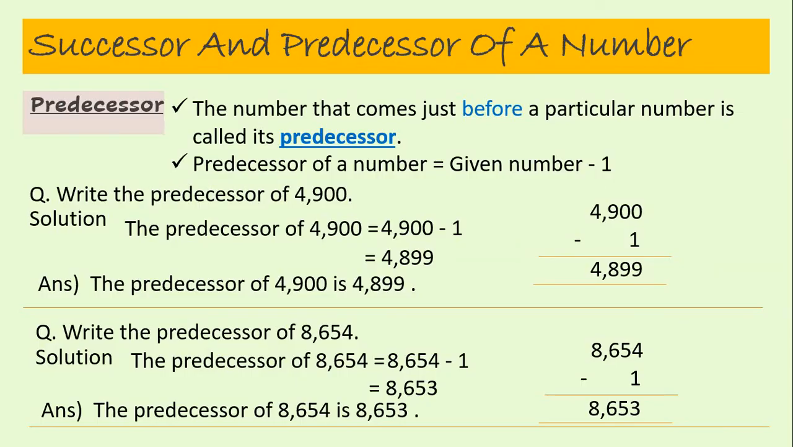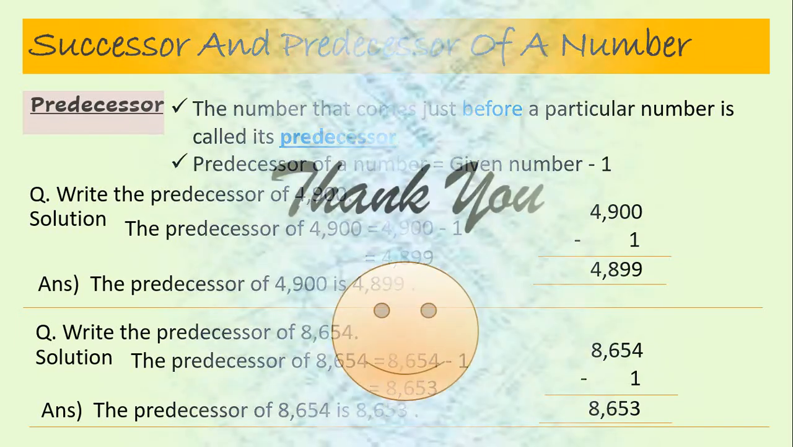Then what we have learned? Successor of a given number is equals to the given number plus 1, which is also called as the after number. And predecessor of a number is equals to the given number less 1, which is also the before number. Do practice. Thank you.